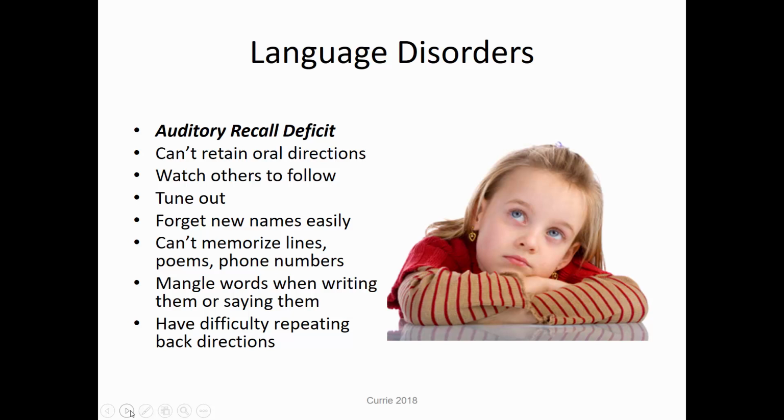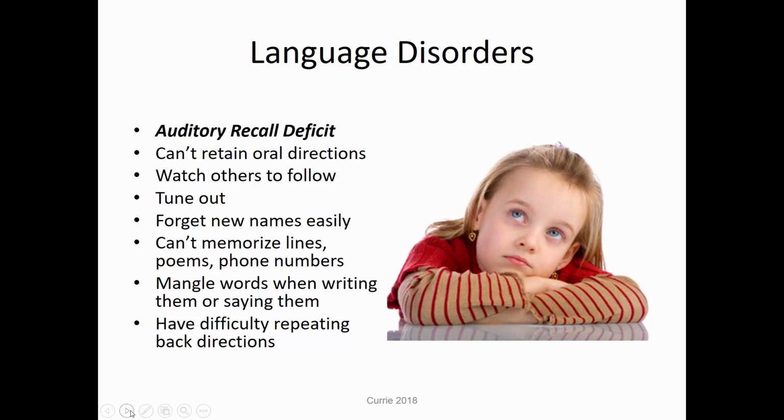Auditory recall deficit, these guys have a really hard time. If you give them a grocery list, for example, they'll remember the very last thing that you said. If you give them a series of directions, like go to the grocery store and I'd like you to pick up bacon and eggs, peanut butter, milk, toilet paper, and pineapple juice, they will only remember the very last thing on that list.